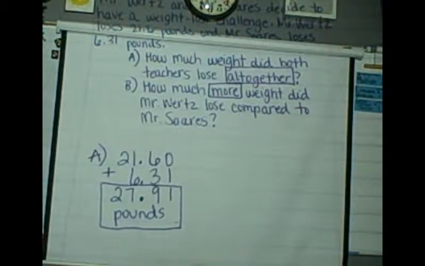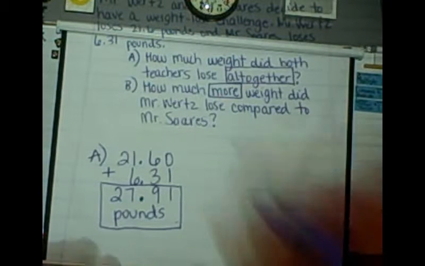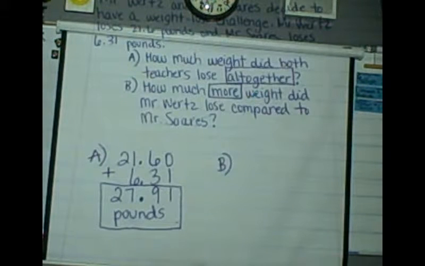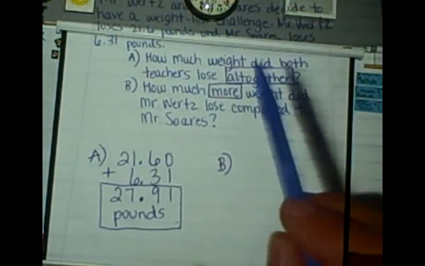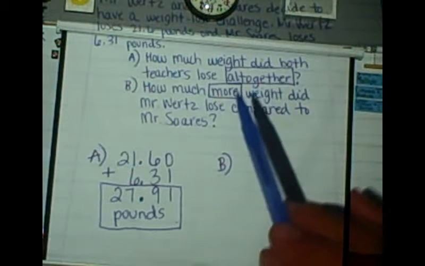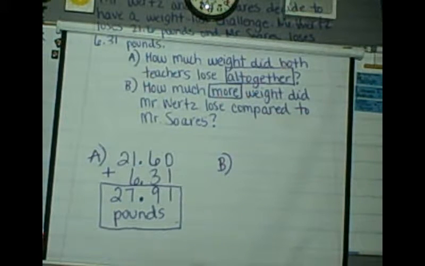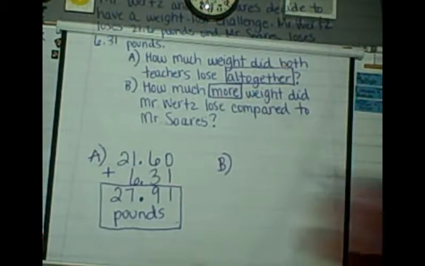All right. Now let's look at question B. B wants to know how much more weight Mr. Wirtz lost compared to Mr. Suarez. Alright, the word that was boxed in this question was more. How much more is your key phrase that tells you to subtract the amounts given?